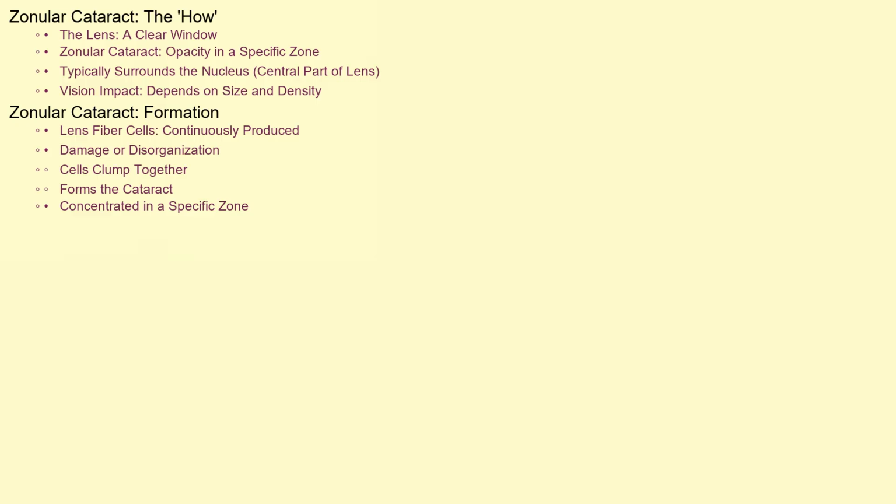The lens is made up of fiber cells that are continuously produced throughout life. When these cells are damaged or become disorganized, they can clump together, forming the cataract. In the case of zonular cataracts, this disorganization is concentrated in a specific zone due to the aforementioned causes.